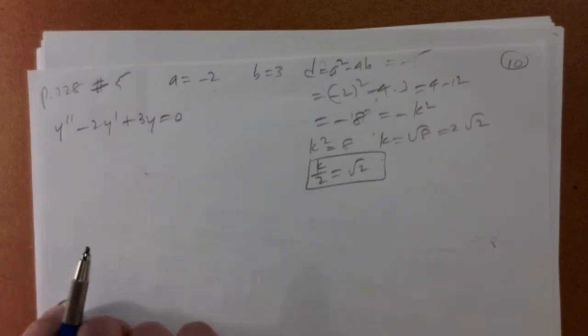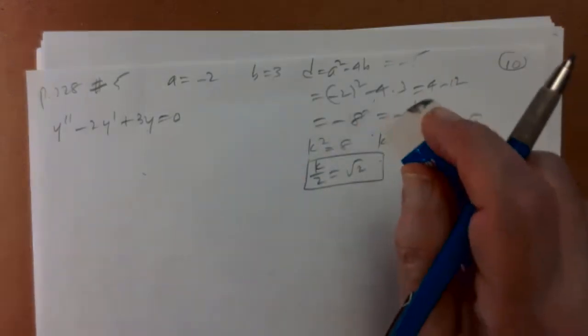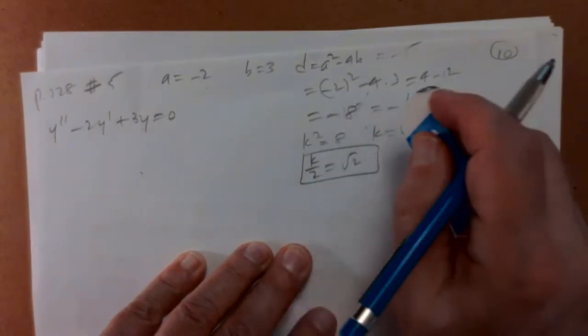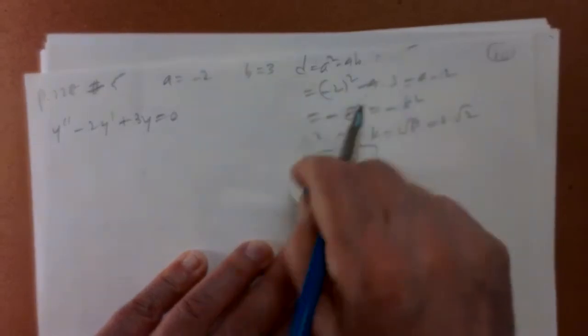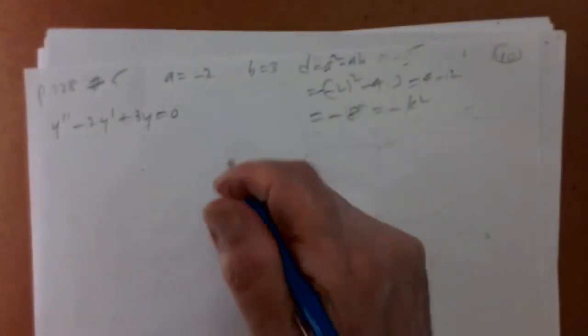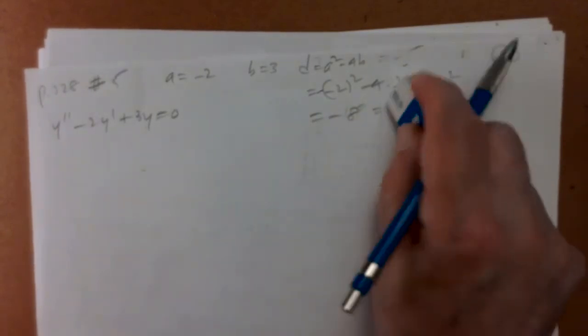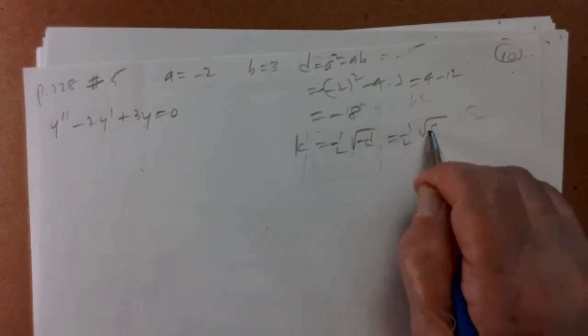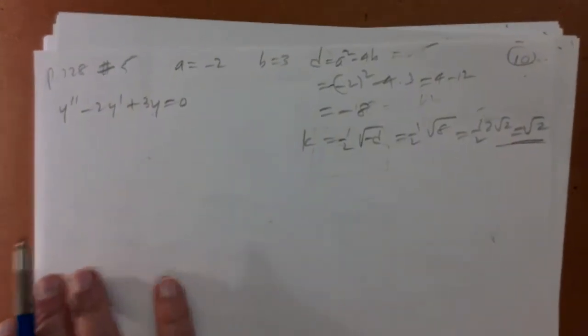Oops. Let me write this correctly. This is D. And k is 1/2 the square root of minus D, which is 1/2 the square root of minus 8, which is 1/2 of 2 root 2, or the square root of 2. So k is the square root of 2.